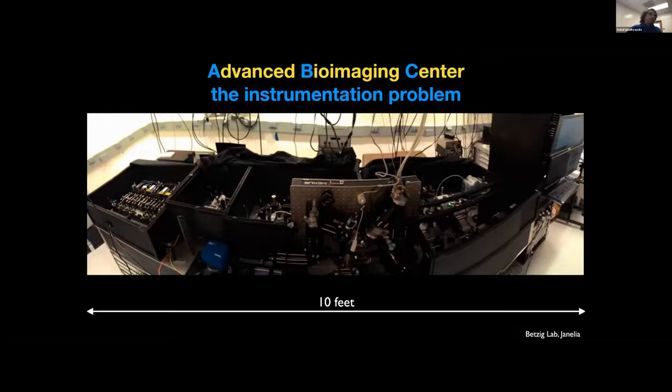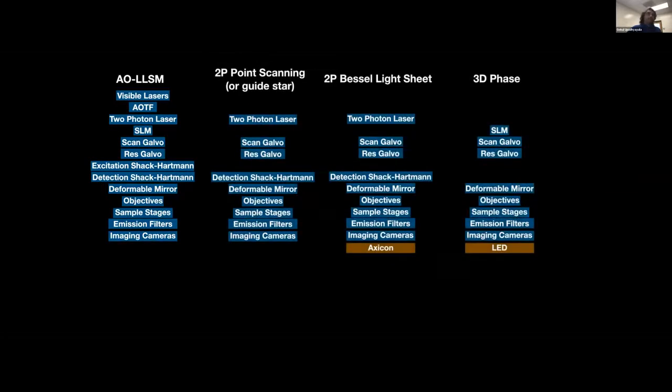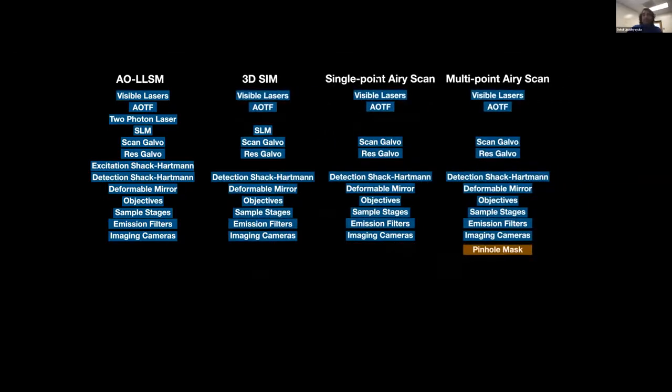So this is what the microscope that we used for everything I've shown you today looks like. And you can see here that this is on a 10-foot optical table. The majority of the components that went into building this microscope are these visible lasers, AOTF to modulate, spatial light modulator to shape the wavefront, 2-photon laser for the guide star, galvos, objective, and sample stages. It turns out that we can basically use all of these to build the adaptive optical expansion lattice light sheet microscope. But we can also use a subset of these or all of these with additional components for different types of microscope, like a point scanning microscope or a Bessel light sheet microscope, 3D phase or 3D SIM or area scan.